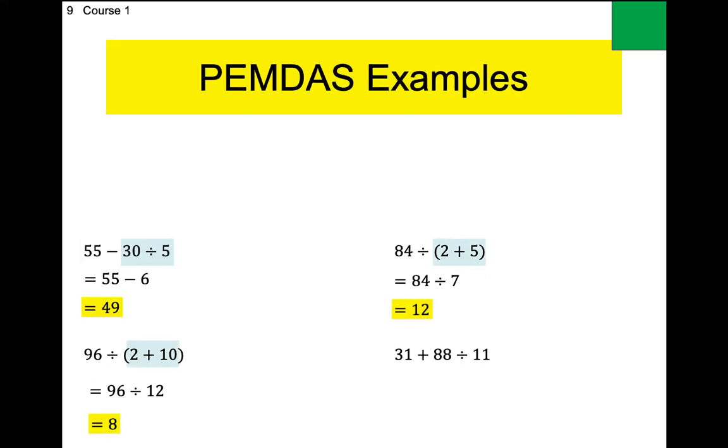Tell me what to do first. Okay, 88 divided by 11 is 8. Now what? Plus 31, which would be 39. Perfect. Good job.